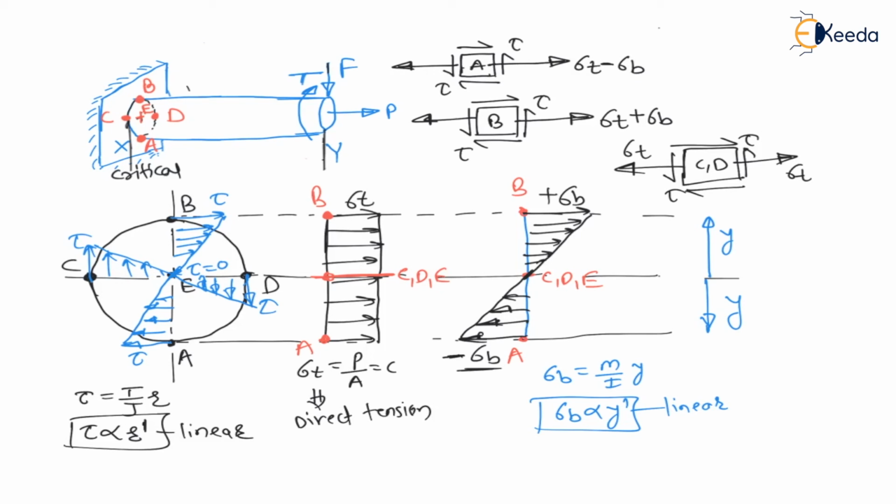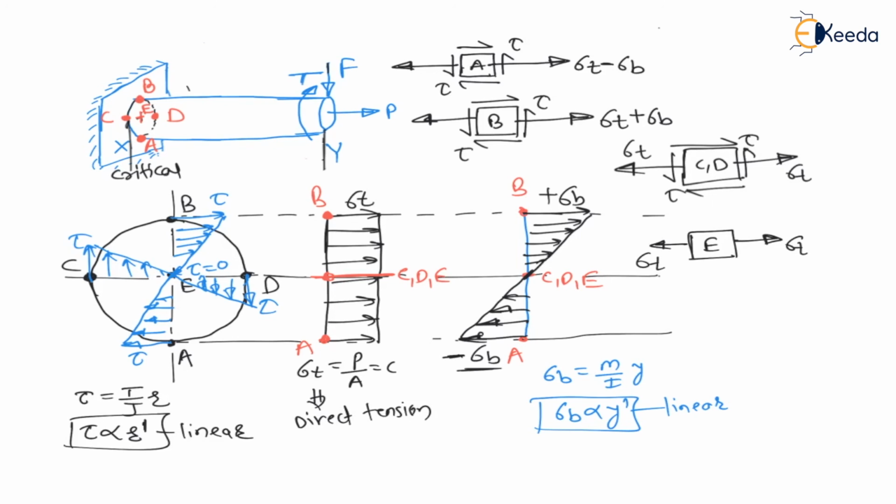And if I consider point E, that is the last point. Now at E, there is no torsional shear stress and no bending stress. There is only direct tensile stress sigma T, right? This is the state of stress at different points.